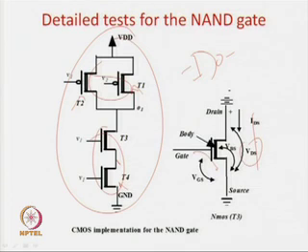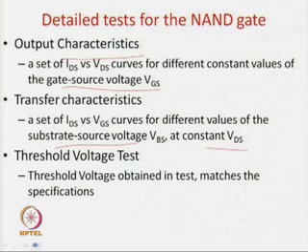So, some of the parameters we are keeping constant, and we are studying the voltage versus the current for this type of thing. We do that for all the transistors, and then we report the results. So, the more depth we go, the more tests come into the picture for a NAND gate.